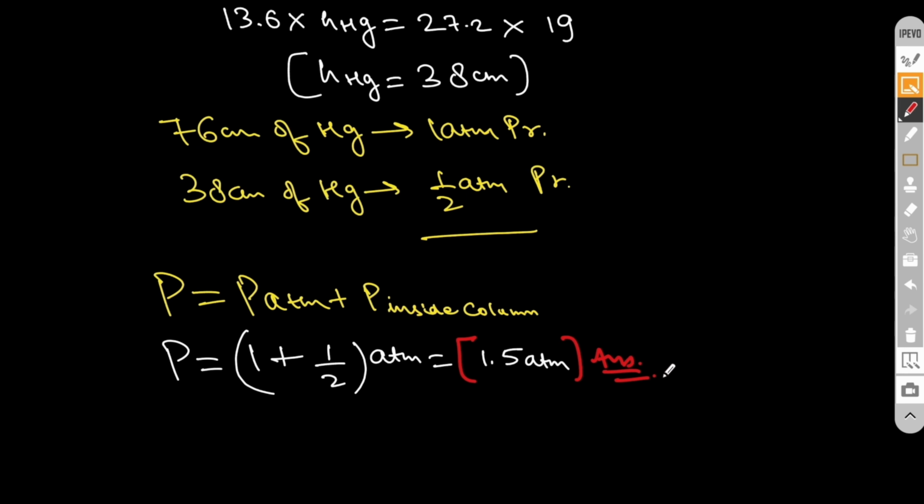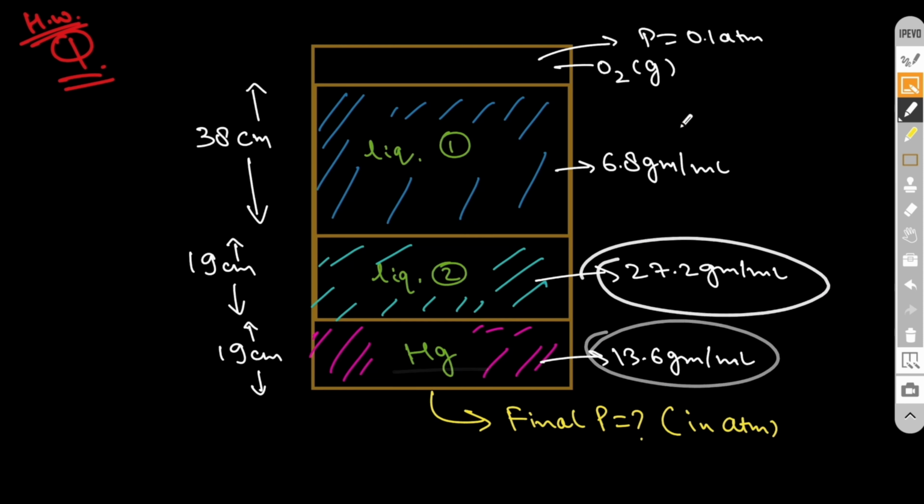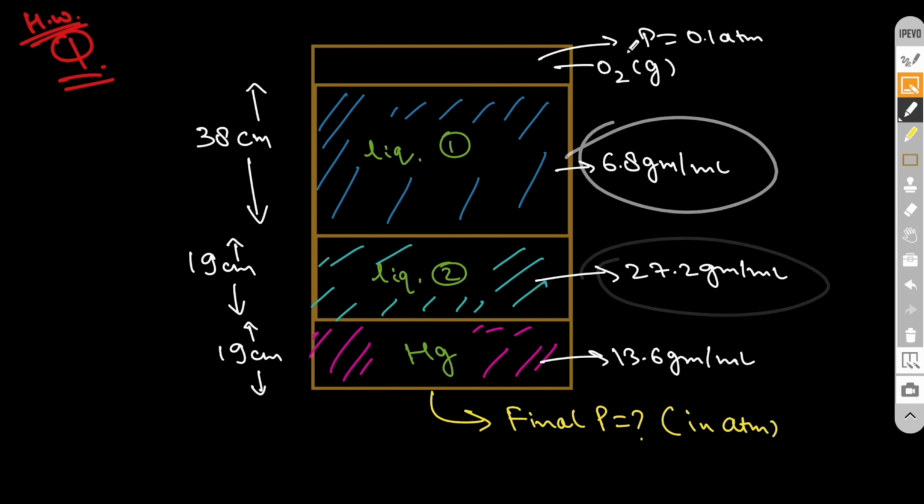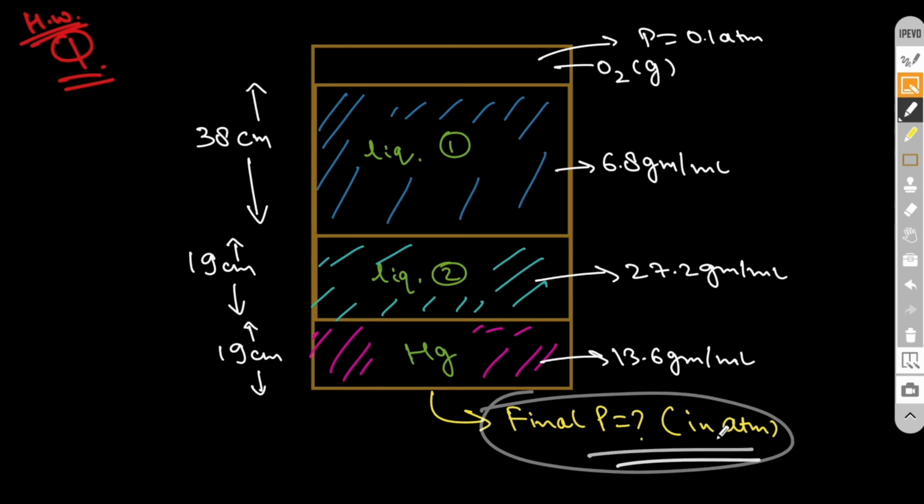Now moving further. Now I am gonna give you a problem for homework which you can solve by yourself. Here there are total 4 columns in a container filled with different types of liquid. The first one is filled with water, second one with liquid 1, third one with liquid 2, and last one with mercury. The density for each liquid is given, the pressure for oxygen is given, as well as the height for different columns is given.